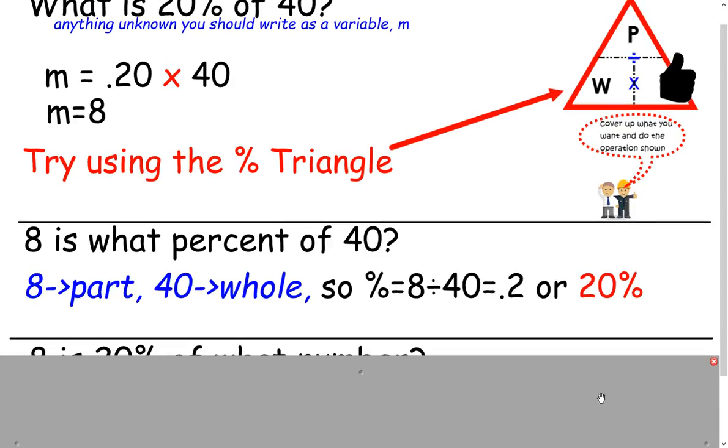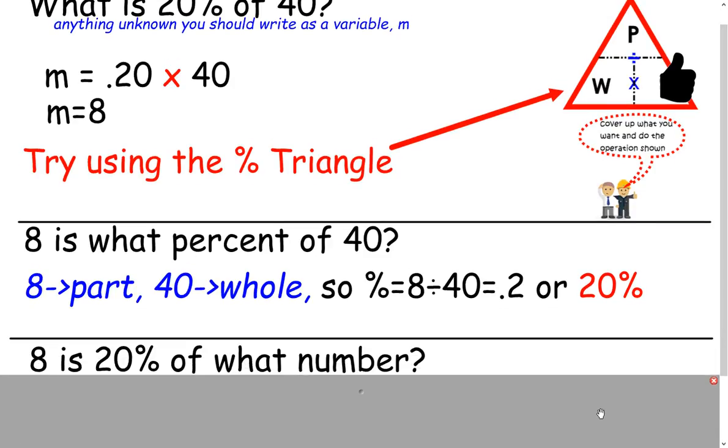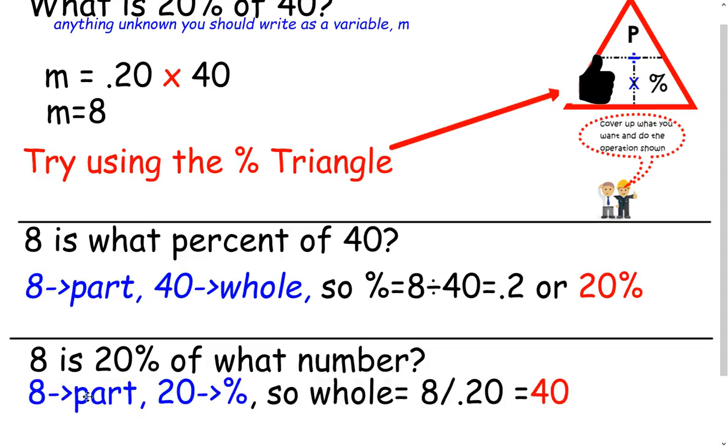Okay. So next one, it says 8 is 20% of what number? So I need to cover up, I don't know what the number is, part divided by a percentage. So if I take my part and divide by my percentage as a decimal, 0.2, I get my whole of 40. Okay, so that's a way of using the triangle method instead of translating it into symbols. Whichever one works for you is great.